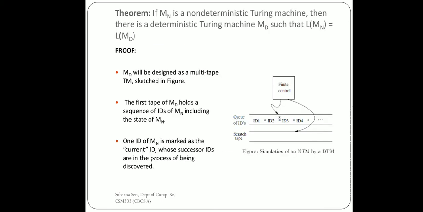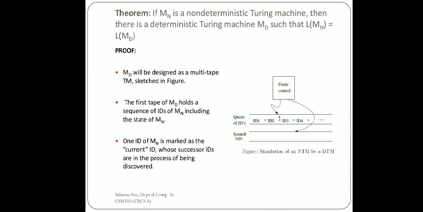So we are going to prove this one, that is, if Mn is a non-deterministic Turing machine, then there is a deterministic Turing machine Md such that L of Mn is equivalent to L of Md. That is what we are going to prove. Okay, so see here what it is doing.